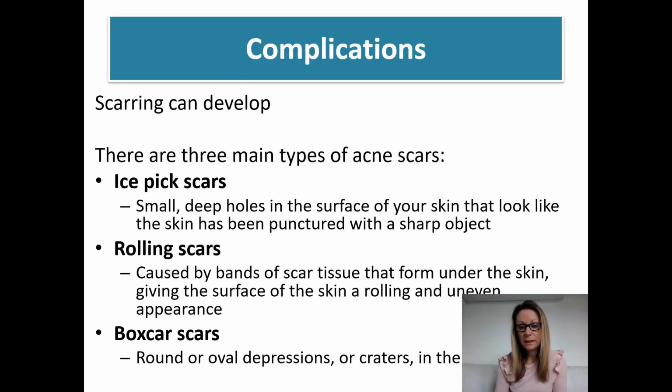There are three main types of acne scars. That's ice pick. They look sort of like tiny holes. Rolling scars have quite an uneven appearance, and boxcar scars look a bit like craters. There's another form as well, keloid, which are more pronounced on the skin. And the next slide just gives you some images of those.